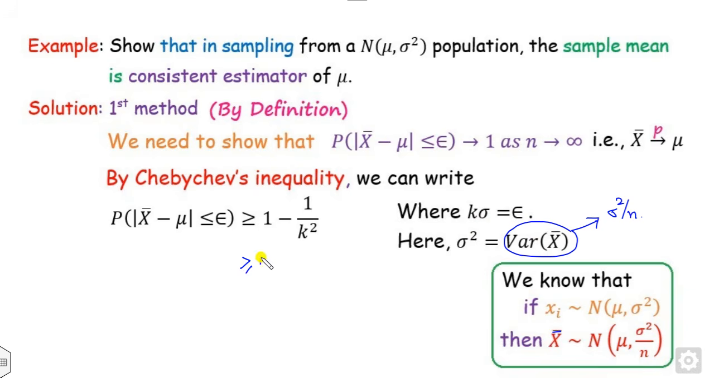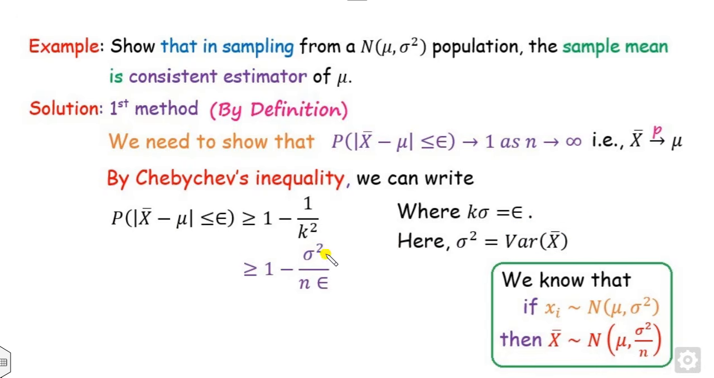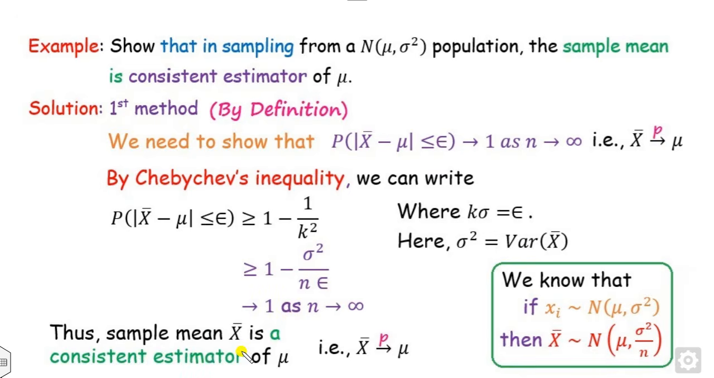So if you substitute the value here of 1 by k square, what is the value of k square? It is epsilon square divided by sigma, that is the square root of the variance of x bar, squared. So once you substitute the value of sigma square by n here, you will get this value. So what will happen as n approaches infinity? This will go to 1. So this is satisfied. Hence, x bar is a consistent estimator. So this is a simple proof.